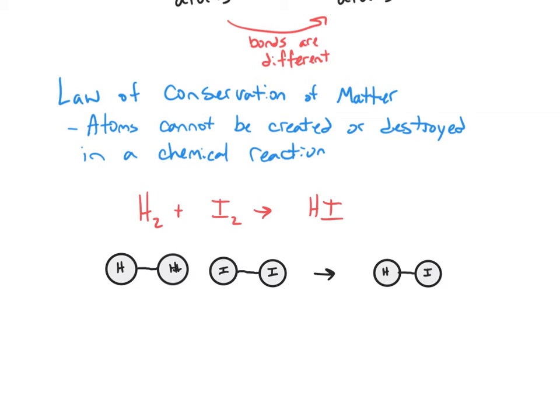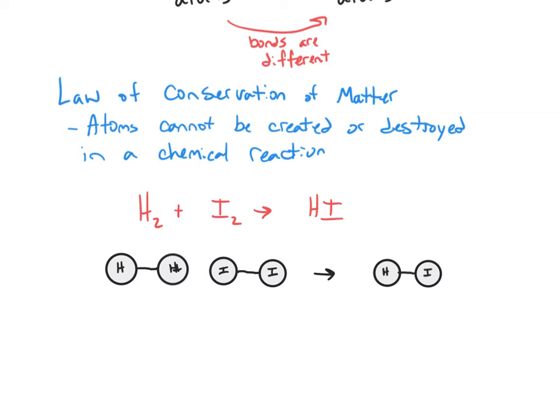Well, as it sits, it looks like some atoms of hydrogen and iodine have been destroyed. And that can't be true because in the law of conservation of matter, atoms cannot be created or destroyed. And so I have to think about how I can balance the atoms in this reaction, basically come up with a way to get them to be the same on both sides.